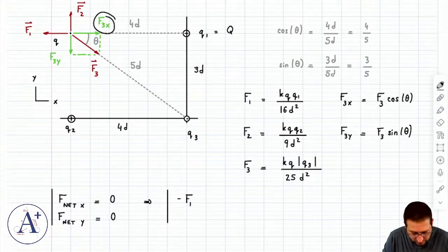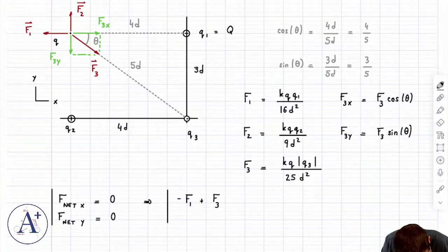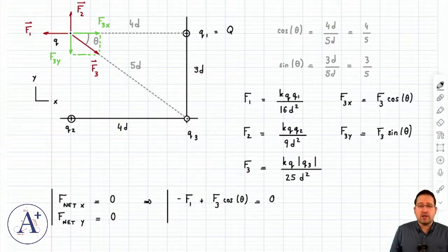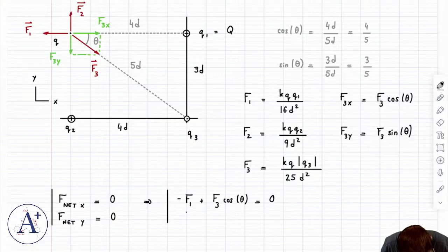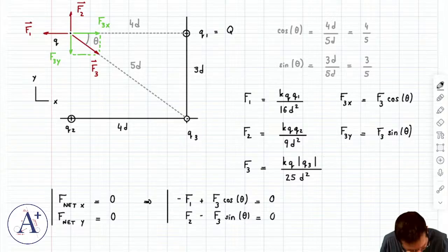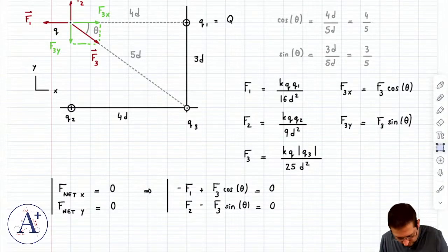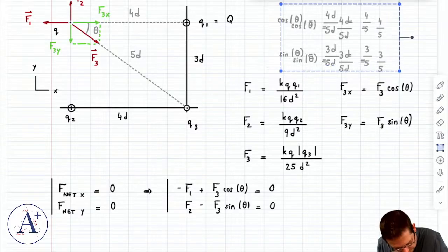And F3x actually points to the right, so it's going to be plus F3 cosine theta. That's going to be 0. Now, in the y direction, F1 points to the left, so that's not along y. F2 points up, that's positive, but F3y points down, so minus F3 sine of theta. That's equal to 0. Yeah? Okay, remember, cosine theta, sine theta.